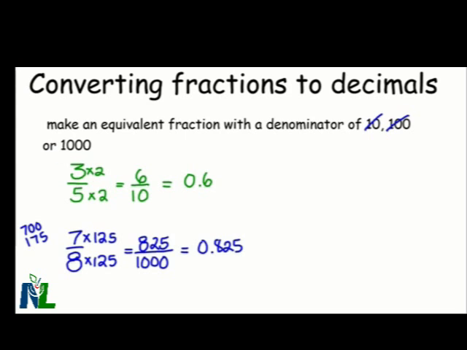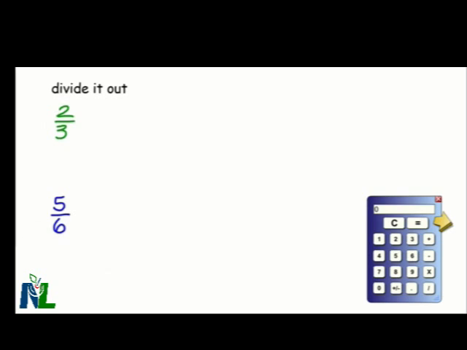Now we get to the ones that might need a calculator and definitely involve some division. So 2/3, you can't multiply 3 by anything to get 10, 100, or 1,000. That strategy just doesn't work. So for 2/3, we can do it a couple of ways. You might notice a pattern.